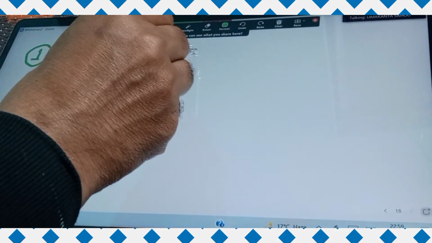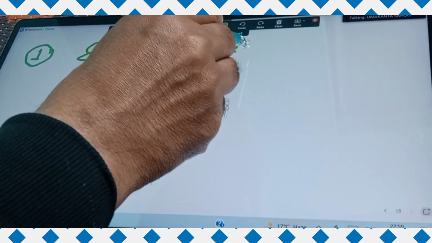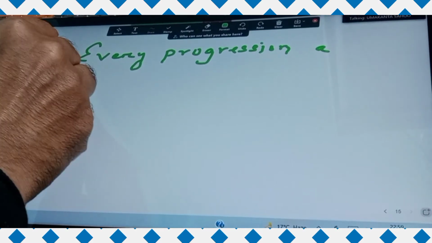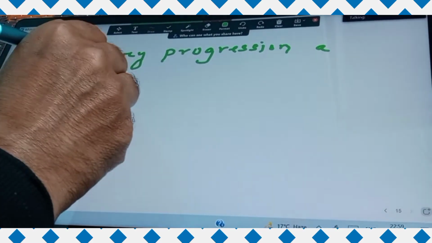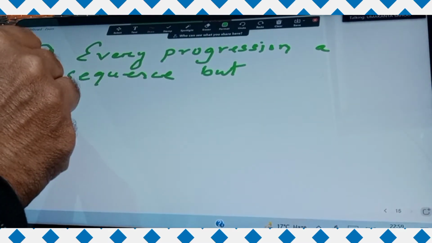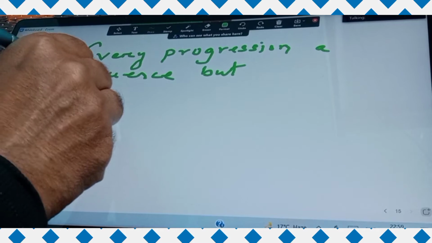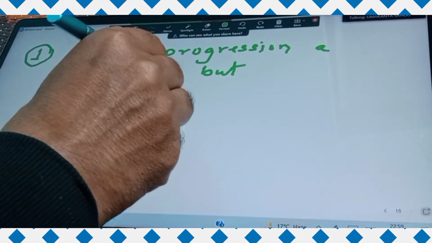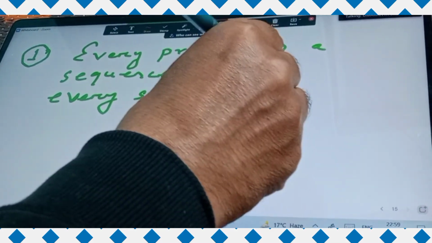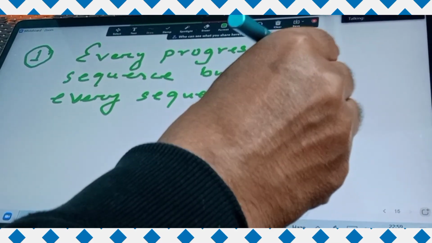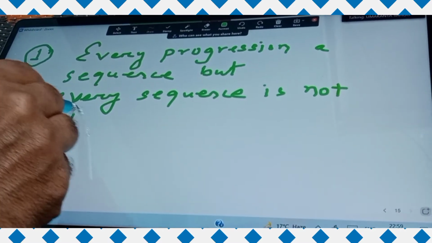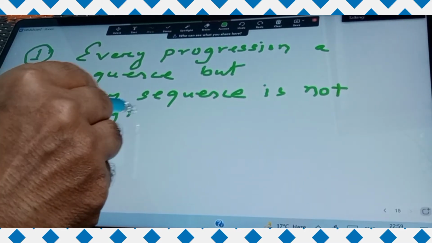Every progression is a sequence. Yes, every progression is a sequence. But every sequence is not a progression. Every sequence is not a progression. Understand?